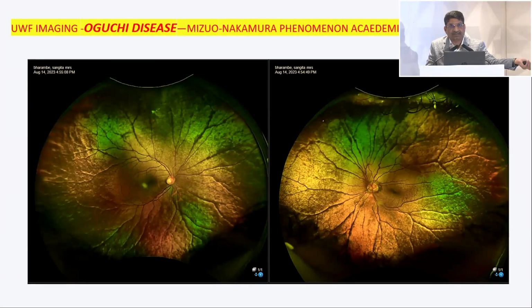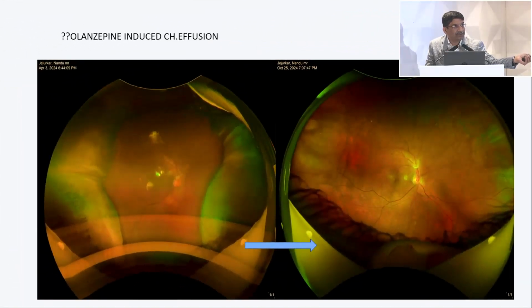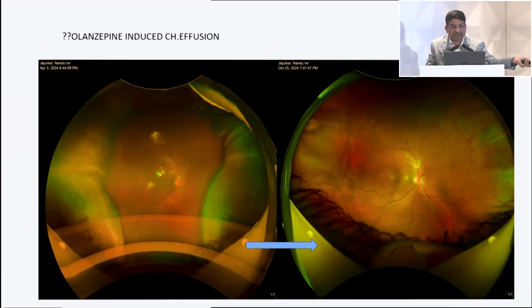Then there are cases of Behçet's disease with the Mesonakamura phenomenon, which have been picked up. These are certain good moments. This is one with bilateral choroidal detachment. We searched along, and then we came to know that he was taking the antipsychotic drug olanzapine for 15 years. When we stopped it, the choroidals went off.